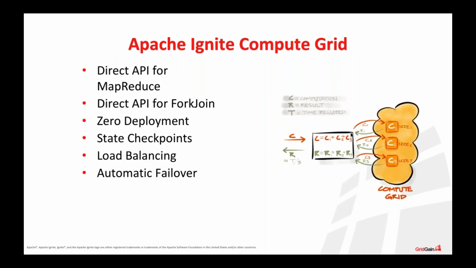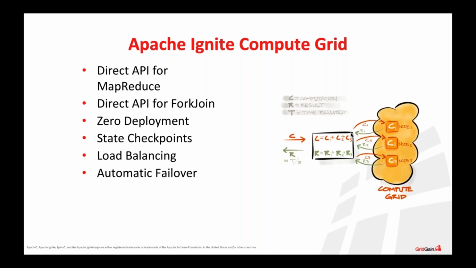Next component, compute grid. You might need it if you want to send different computations to your cluster and execute some more advanced logic. Compute grid is just an implementation of the MapReduce or fork-join framework for Apache Ignite.